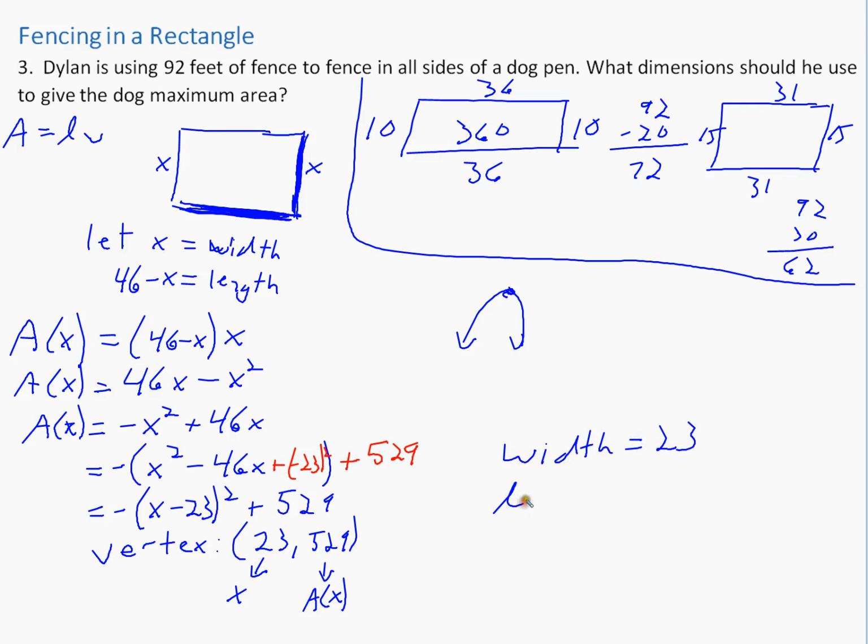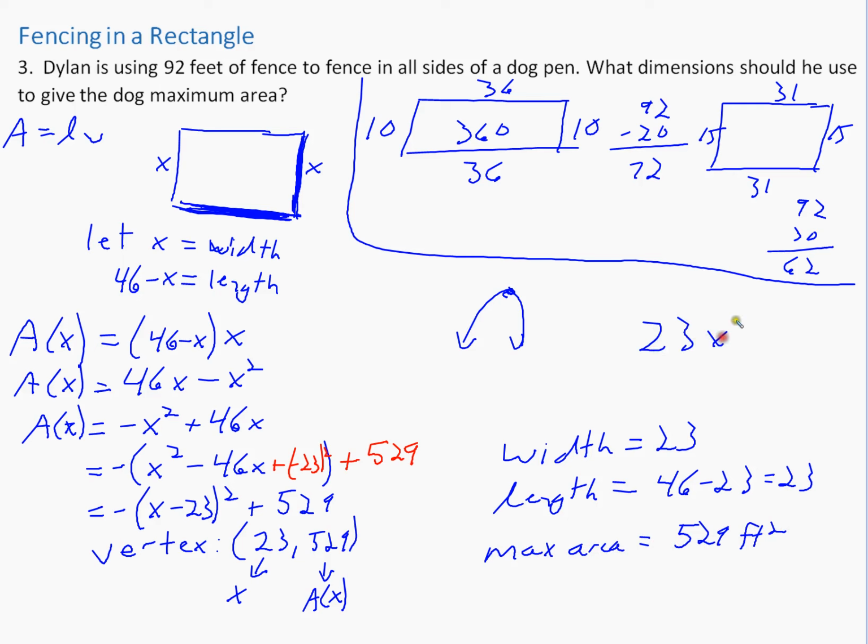Our length is 46 minus x, so 46 minus 23, which is 23, which actually tells us this shape will be a square. It didn't ask for the maximum area, but we know it, so let's write it. We know the maximum area is 529 feet squared. So we have a dog pen that's 23 by 23 feet. These little apostrophes represent feet.